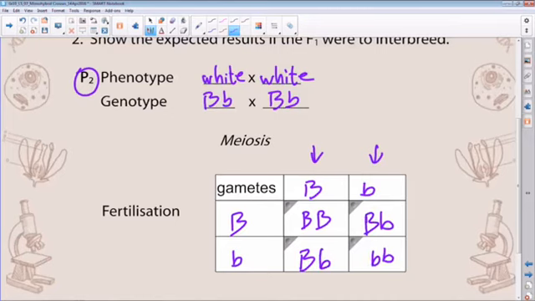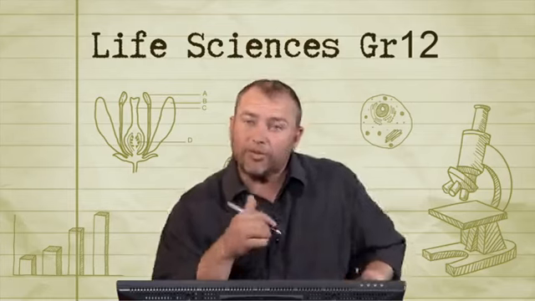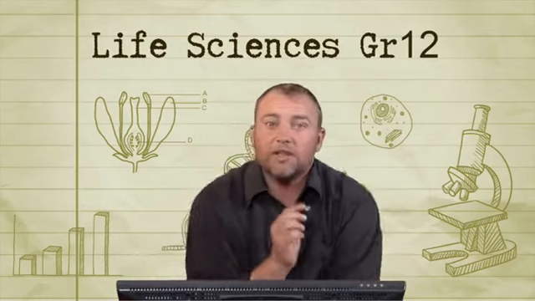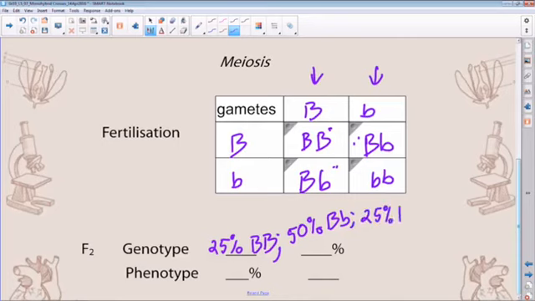Ooh, what do we have here? Let's have a look. This is quite cool. When it comes to the genotype, I'm going to use both the ratio this time and the percentages. Let's use the percentages first. I have 25% big B, big B. Can you see that? There's 25. Then I have 50% big B, small b. Out of the four, there's one, there's two. Can you see there's two of them? So it's 50, and I'm left with 25% small b, small b. Can you see how that works?